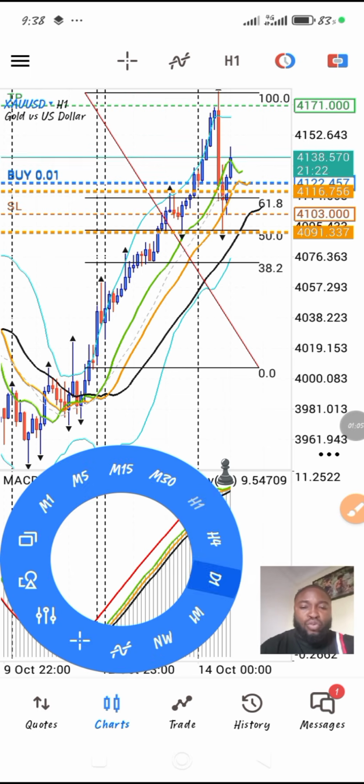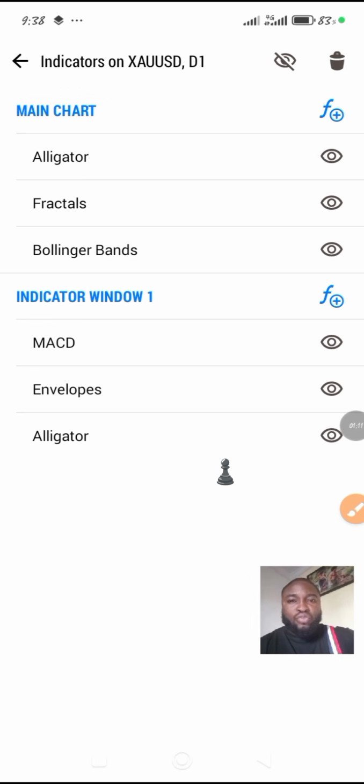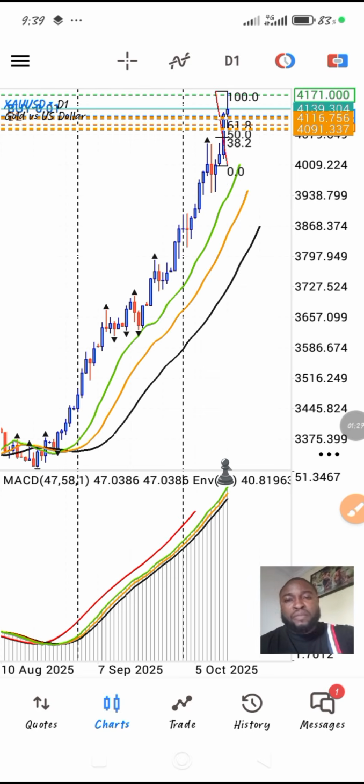Firstly, let me show you on daily time frame. Here is on daily time frame. Firstly, I want to show you the indicators we use. We use Alligator, fractals, and then also we use Bollinger Band. But this Bollinger Band doesn't have much effect using this strategy. Okay, so the major strategy here is MACD envelope and then Alligator.